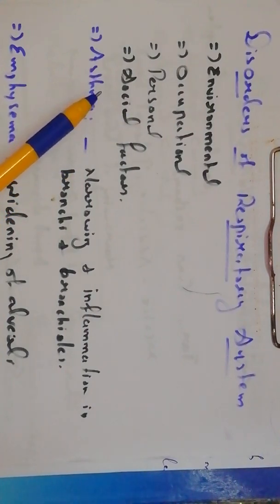And here we can talk about certain diseases or disorders related to the respiratory system. The first one is asthma. Of course, it is a well-known disease and it occurs in the respiratory tract. Here the problem is narrowing and inflammation in the bronchi and bronchioles. Do you know what is bronchi? So the trachea will be there, right?